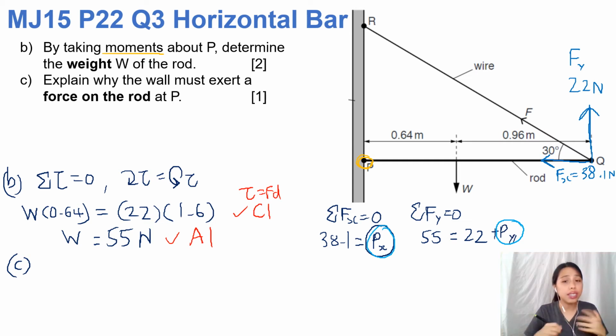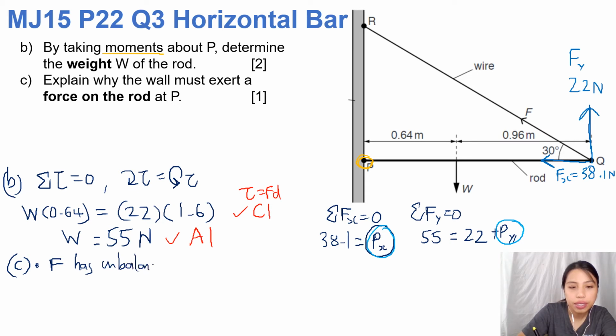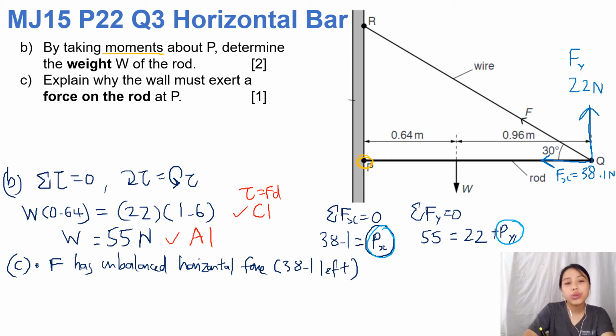So the wall does exert a force that has to help balance out the whole system. How you can explain this in a sentence, there are many ways to do it. I'll just list out all the points. You can say the tension in the wire, F, has an unbalanced horizontal force of 38.1 Newton left. So it's unbalanced, so it will need some other force from the wall to help push that out.